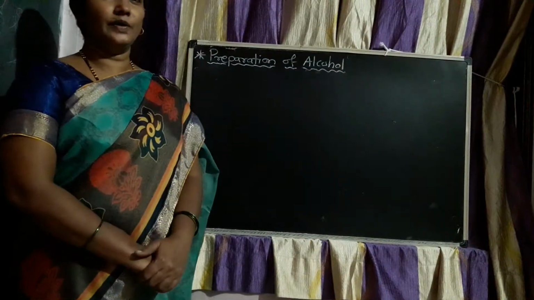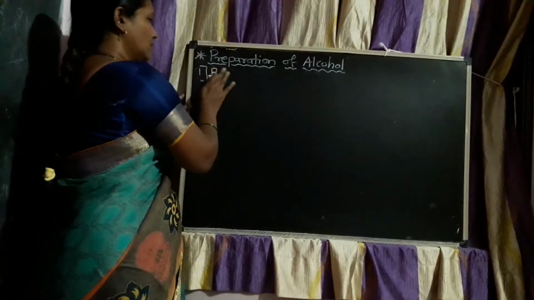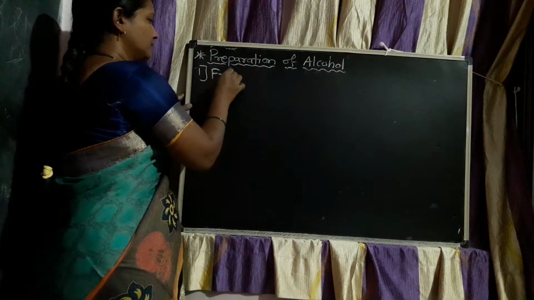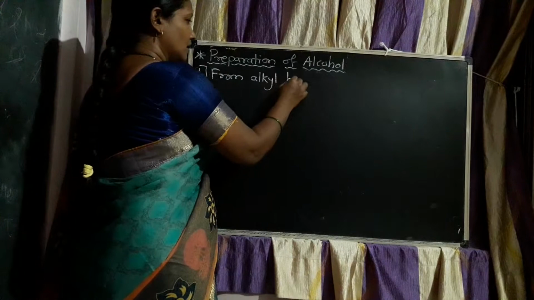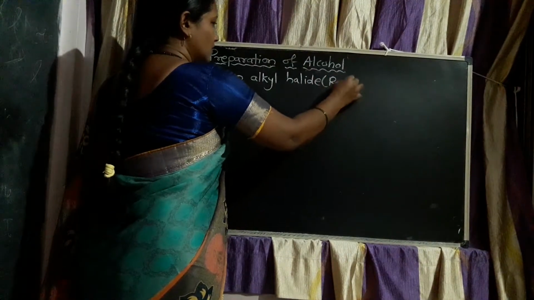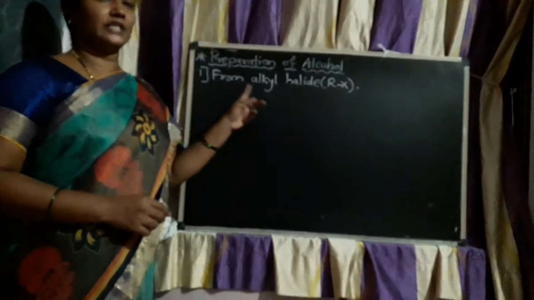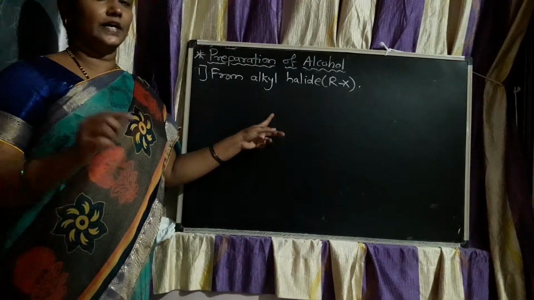Now there are 5 different methods. The first one is from alkyl halide. Alkyl halide means RX. When this alkyl halide reacts with aqueous alkali like KOH or NaOH, it forms the alcohol.